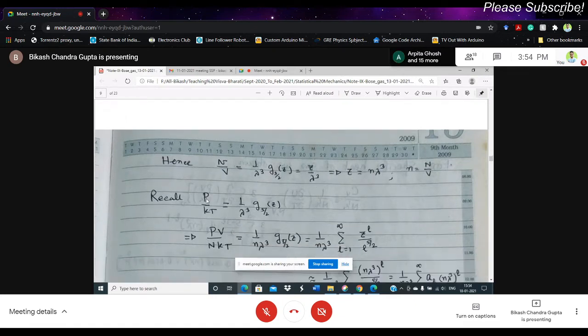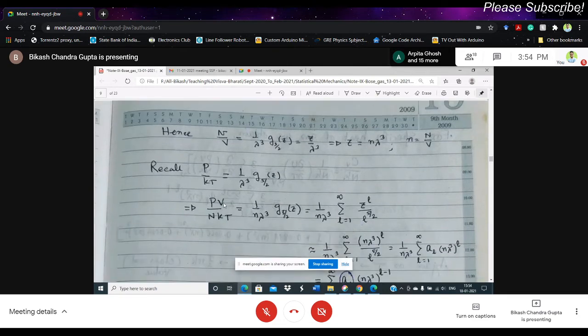Then P by kT is 1 by lambda cube g of 5 by 2 z, and PV by nkT equals 1 by n lambda cube. You basically divide by little n here, and this n by V, so V goes into the numerator. PV by nkT is 1 by n lambda cube, then this is a function of z, that is n lambda cube.